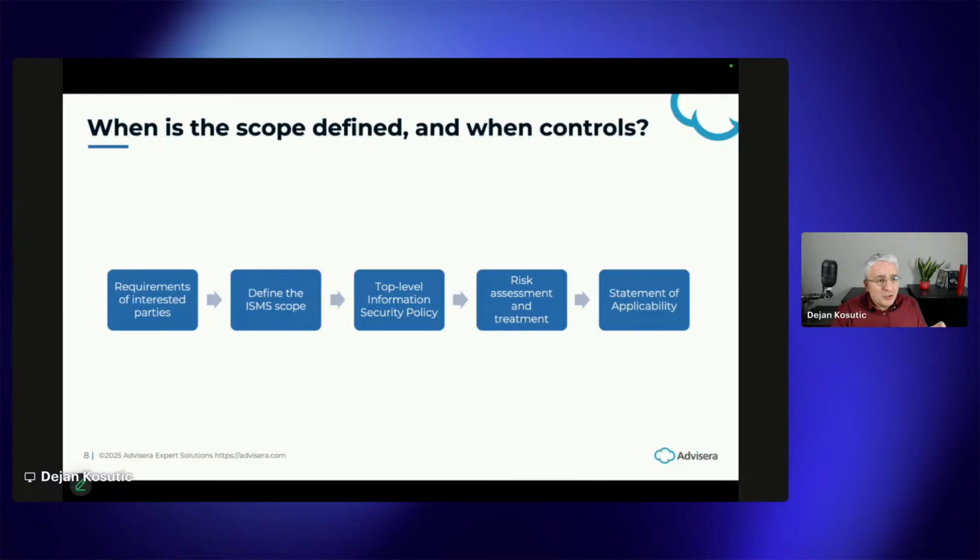So what I wanted to show you here is that the selection of which controls are applicable and which are not is done in this fifth step, not in the beginning when you define the ISMS scope. These are two completely different activities, two completely different documents, two completely different, I would say, logic on how you do this. All right, now let me move on.